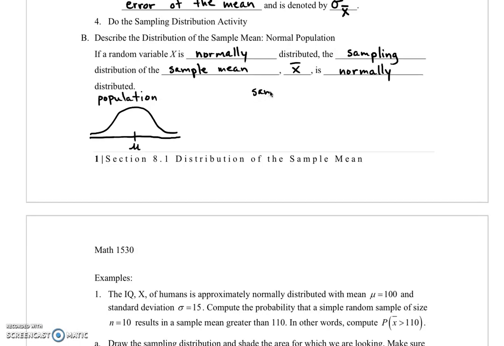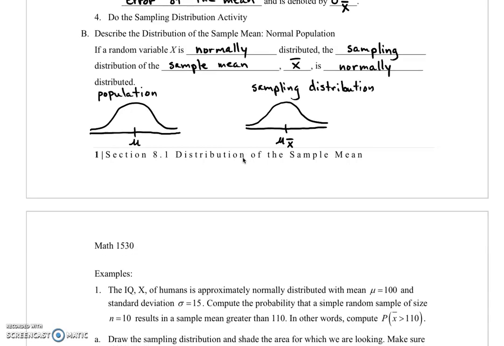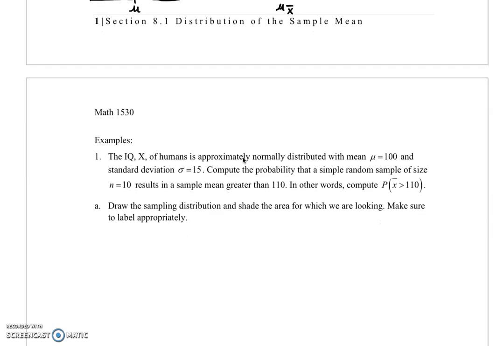the sampling distribution is also, well, if we could draw, is also symmetrical and bell-shaped with the mean of the sampling distribution in the middle. But remember, those two means are the same. So how does that relate?